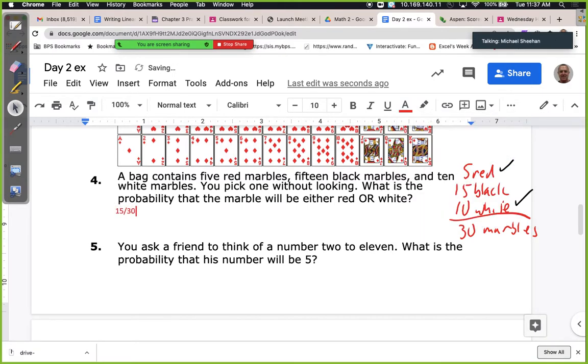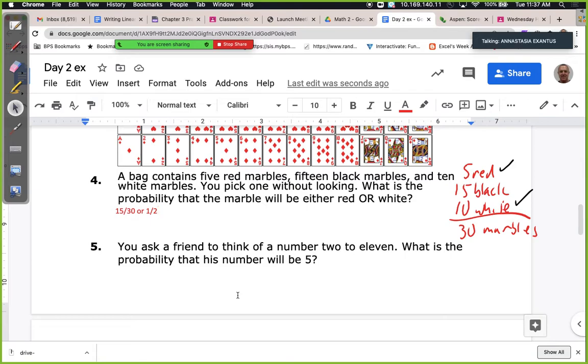Yes. Okay, good. 15 out of 30, which is the same as 1 out of every 2, half of them. If I divide top and bottom by 15, I get 1/2. You don't have to reduce your fractions today, but if you see an opportunity to reduce, please go ahead and do it.